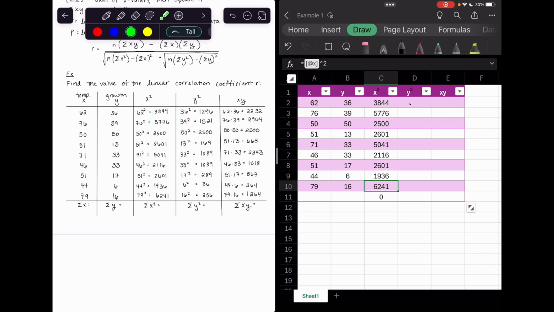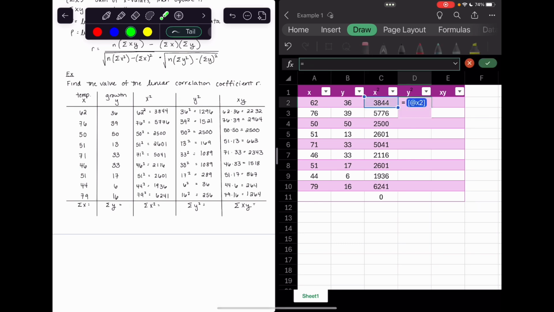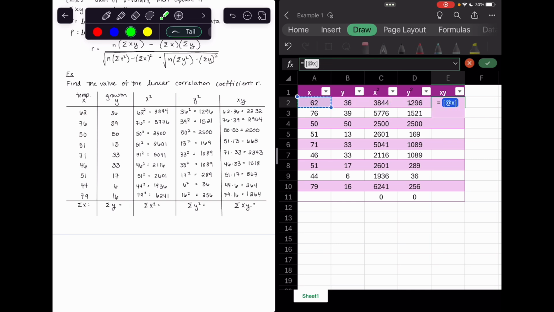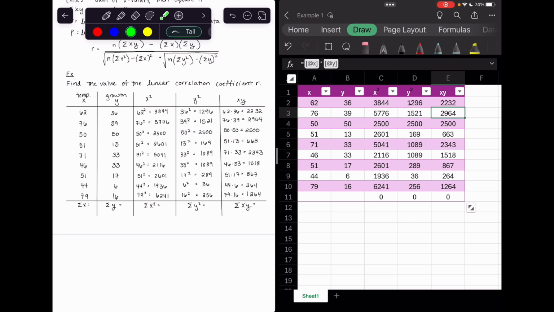And then if I go into Y squared, I need to take each of these Y values and square it. So again, you use that little caret, or you can say Y times that value of Y. And it goes ahead and preemptively fills in everything. And then finally, X times Y, I need to put equals again because it's a formula. I want to take the X value and I want to times it by the Y value. So you end up with exactly the same thing.